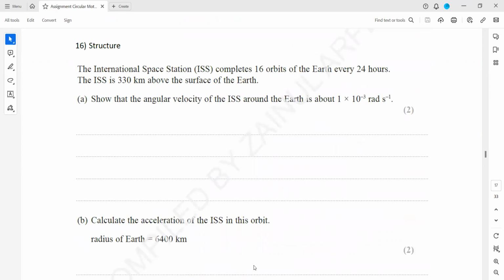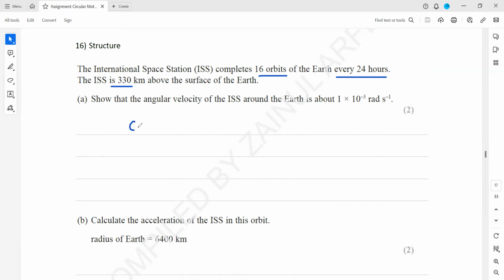So in question 16, the International Space Station completes 16 orbits of the Earth every 24 hours. So every 24 hours, it completes 16 orbits, like it moves around 16 times. And the International Space Station is 330 kilometers above the surface of the Earth. Show that the angular velocity of the International Space Station, ISS, is around 1 exponent minus 3 radian per second.